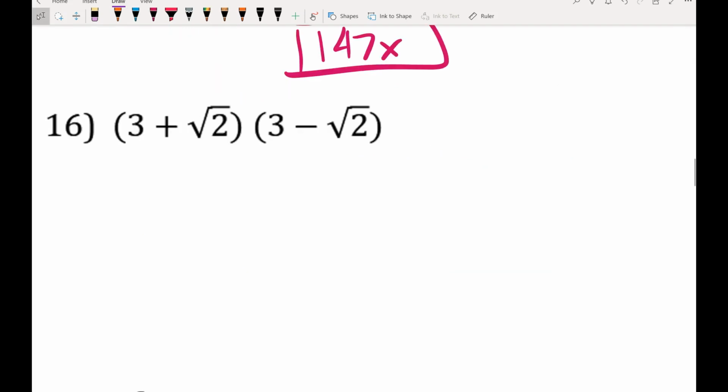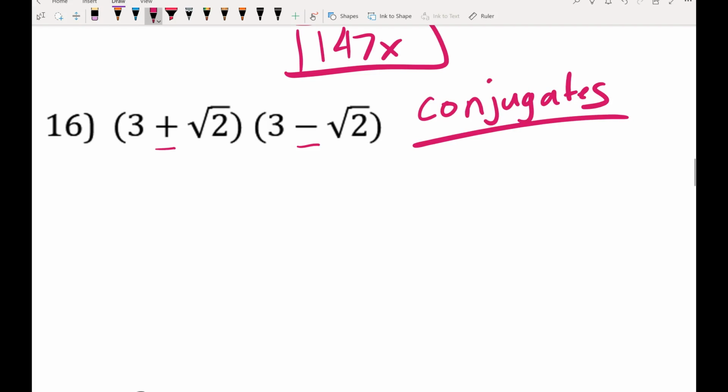For number 16, notice the similarity between the 2 sets of parentheses. 3 plus radical 2 times 3 minus radical 2. Anytime you've got two radical terms where the only difference between them is one has a plus between them and one has a minus between them, those are called conjugates. And notice how well conjugates multiply when we do it all out.